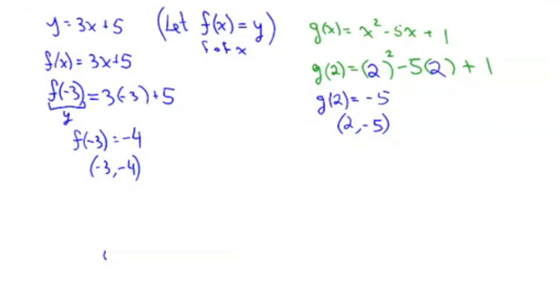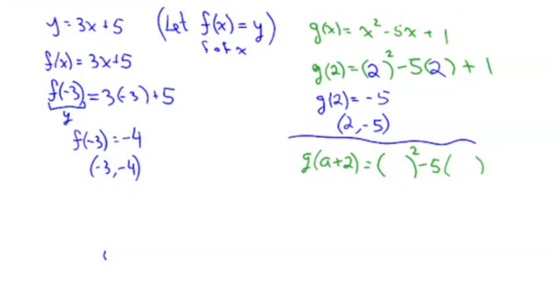For now. For now. What if I want something a little weirder? What if I want g of a plus 2? So here I'm saying let x equal a plus 2, find me what y is equal to. The steps are exactly the same. It's going to be some number squared minus 5 times some number plus 1. Just leave empty parentheses and then worry about what you're going to plug into those.